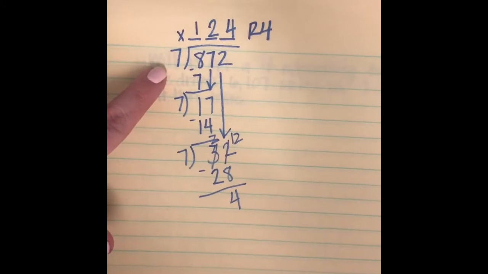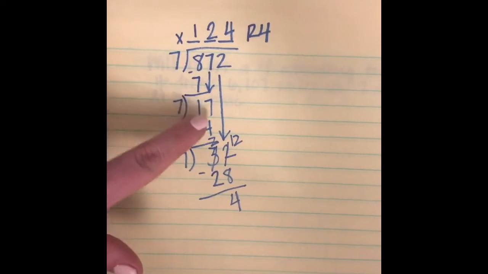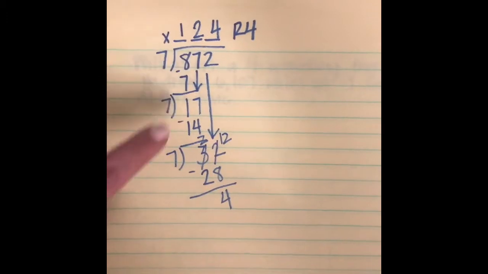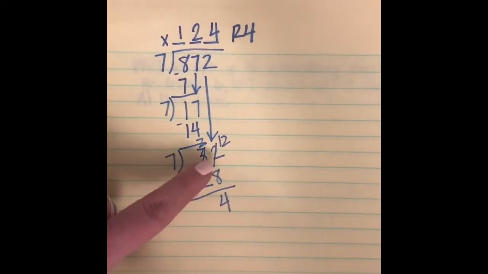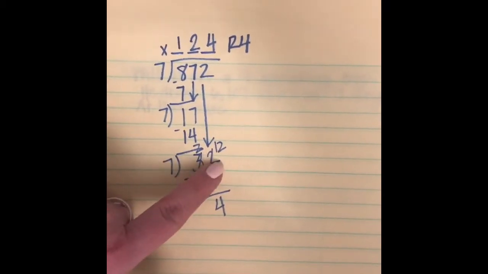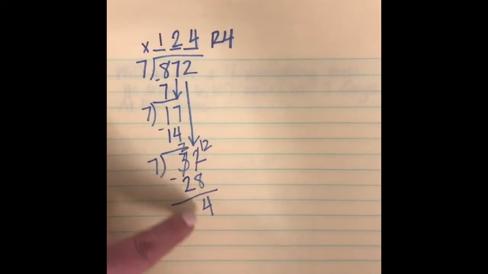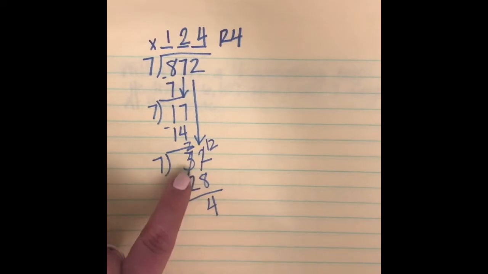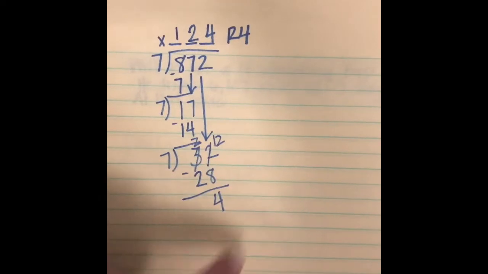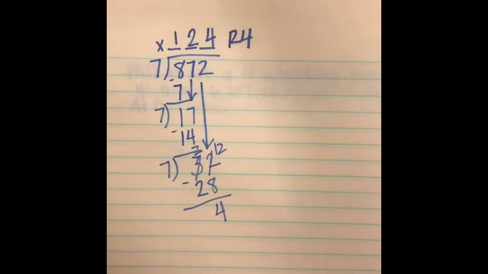So we have 872 divided by 7. 7 goes into 8 one time. 7 times 1 is 7. Subtract, bring down the 7. 7 goes into 17 2 times. 7 times 2 is 14. Subtract, 17 take away 14 is 3. Bring down the 2, that gives us 32. 7 goes into 32 4 times. 7 times 4 is 28. Subtract, can't do 2 take away 8, so you have to borrow. So that becomes a 2, that becomes a 12. 12 take away 8 is 4, 2 take away 2 is nothing. We don't have anything else to bring down, so we have a remainder of 4.